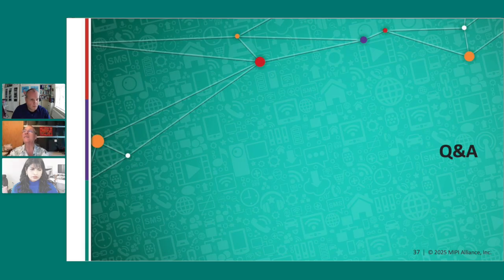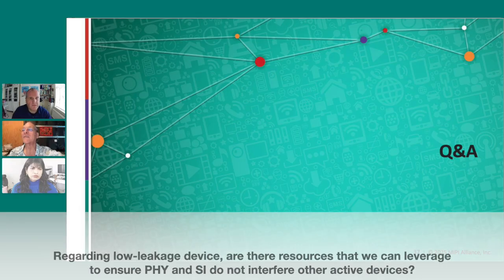Okay, I'm going to put up the next question from Stanley as well. Maybe this is kind of a follow-up. Besides, regarding the low leakage device, are there any resources that we need to leverage to ensure fine SI operating well, not to interfere with other active devices?